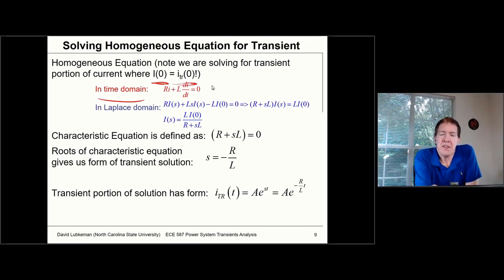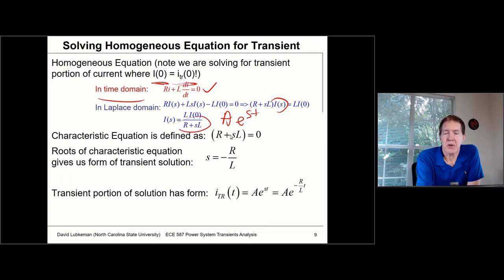Now, if we were going to convert this over to the Laplace domain, we would have R I(s) plus L s I(s) minus L I0 equal to 0. If I wanted to solve this for I(s), we would see that I(s) is L I0 over R plus sL. And if I convert this back, it would have a form of A e to the st, where s is the root of this particular equation.